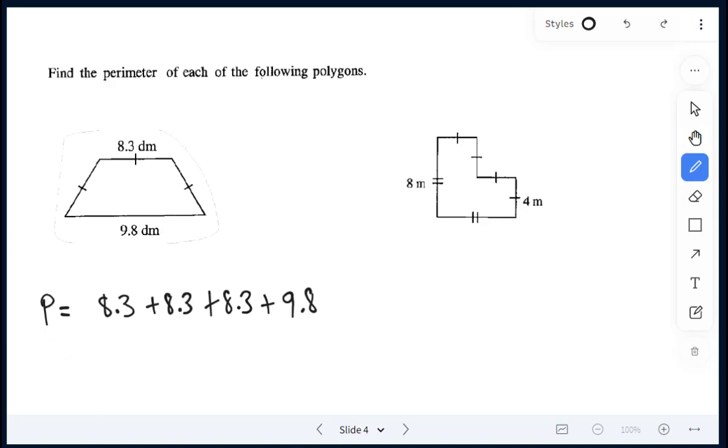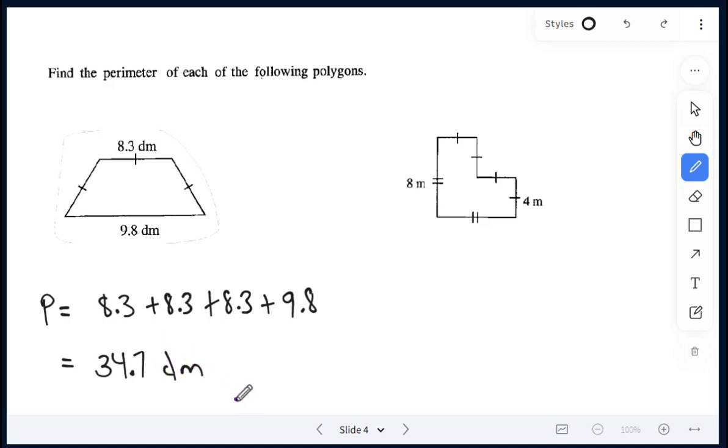For this example, it's 8.3 plus 8.3 plus 8.3 plus 9.8, and we get an answer of 34.7, and this time our unit is decimeters.